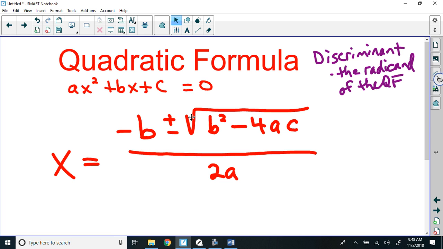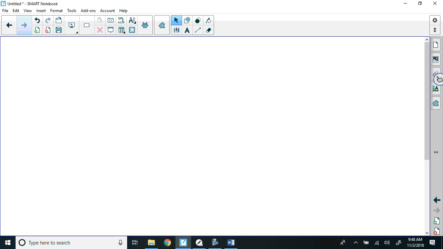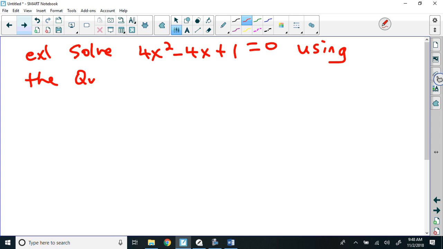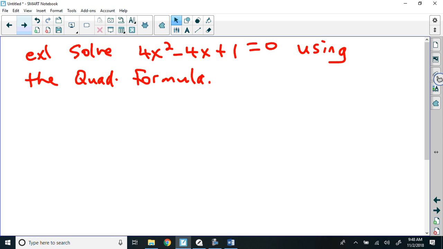So we need to talk about some special ones, and we'll look at that in example 1. So here we go, example 1. Solve 4x squared minus 4x plus 1 equals 0 using the quadratic formula. Notice the directions clearly and explicitly say, yeah, we want you to use the quadratic formula.